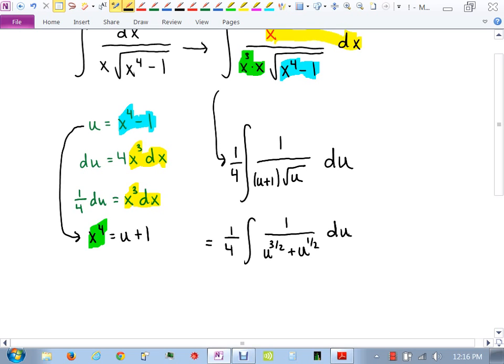You could move them both up as negative, or one of them up. But you can't split this up. You cannot split this up into two, and so you cannot use the power rule. So we are not there. You see that? We are not there. If you bring them to the top, then you're going to have this.